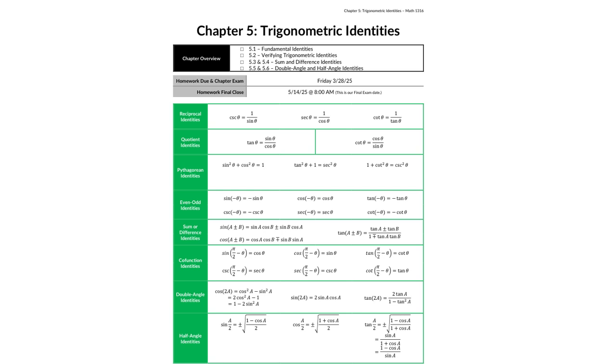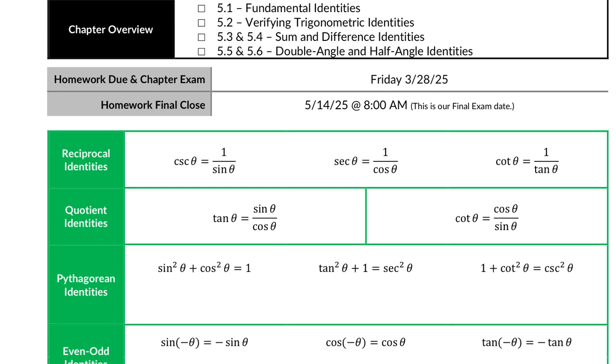But there's a lot of trigonometric identities, as you can see on this front page, that we're going to have to be using. Okay, the first formula we're going to be using today will be called the reciprocal identities.